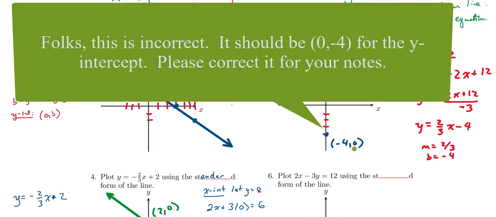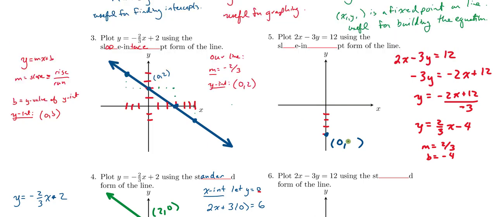And then remember what we do next. We use the slope as a recipe to find another point on the line. So I'd like you to pause the video and try to do that on your own. Find another point on this line. We know that negative 4, 0 is on there. Excuse me, folks, I've mislabeled that. This should be 0, negative 4. We know that 0, negative 4 is on this line, and now use the slope as a recipe to find an additional point.